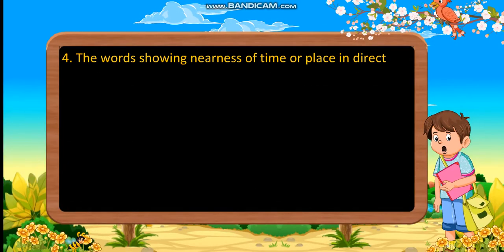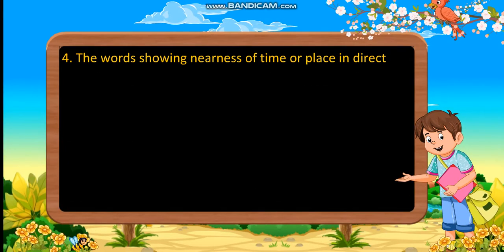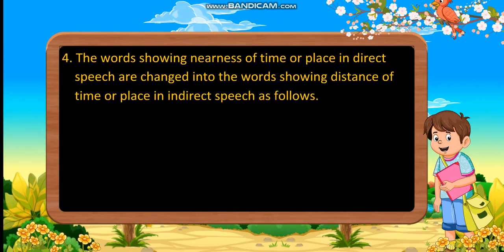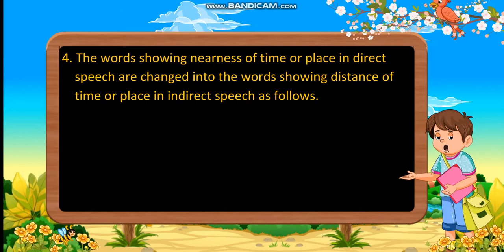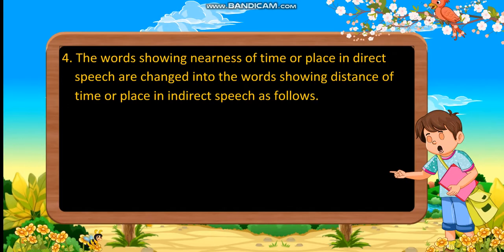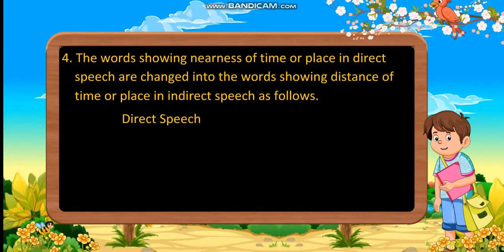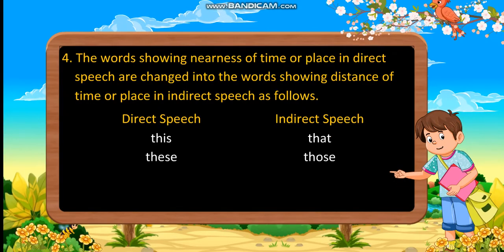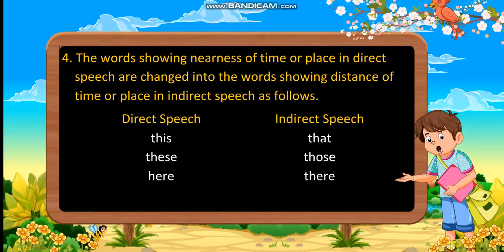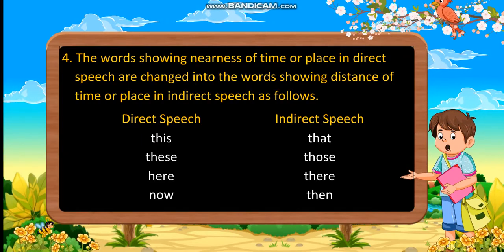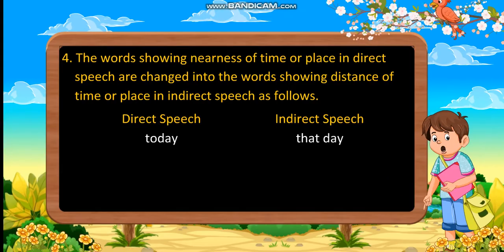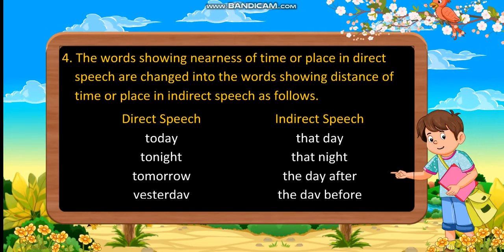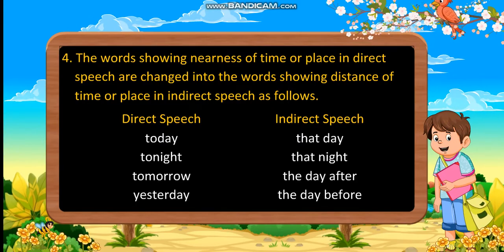Fourth, the words showing nearness of time or place in direct speech are changed into the words showing distance of time or place in indirect speech as follows: direct speech, indirect speech. This, that; these, those; here, there; now, then; today, that day; tonight, that night; tomorrow, the day after; yesterday, the day before.